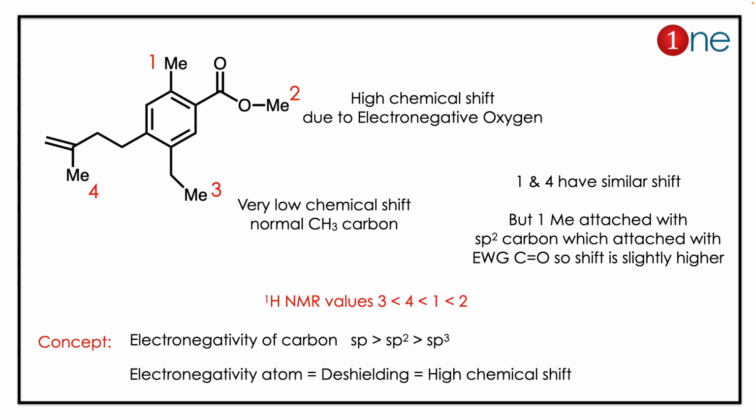The proton NMR chemical shift is based on the inductive effect. The minus inductive effect creates the deshielding which increases the chemical shift. Minus inductive effect means electronegativity. Here the electronegativity of carbon is sp, sp2, sp3. More s character, more electronegative.